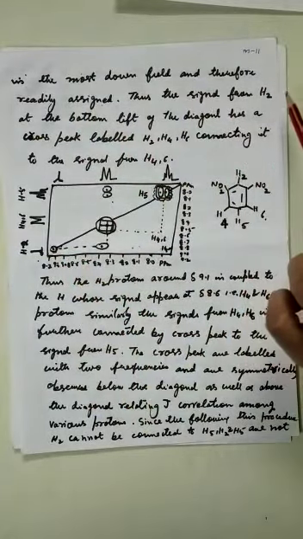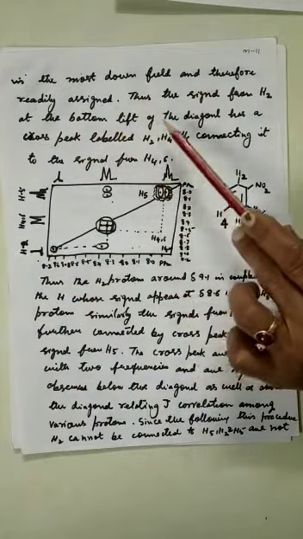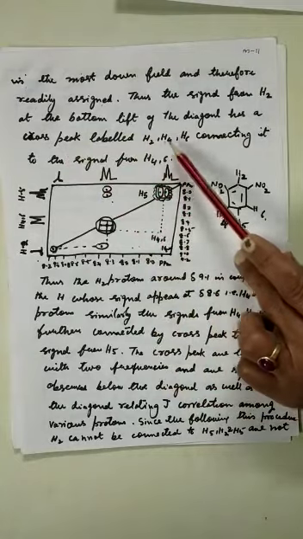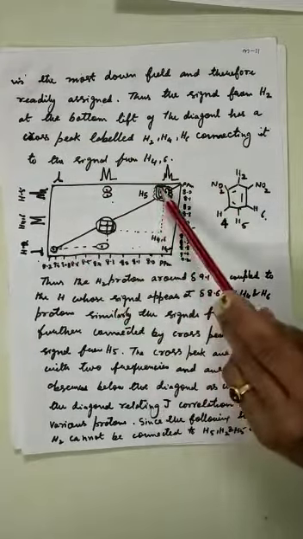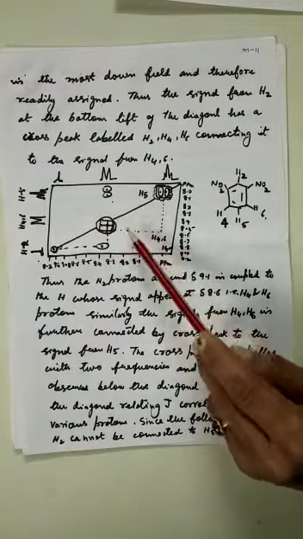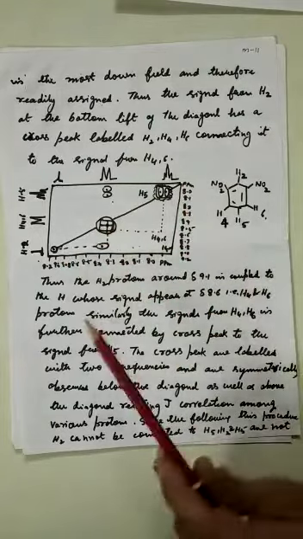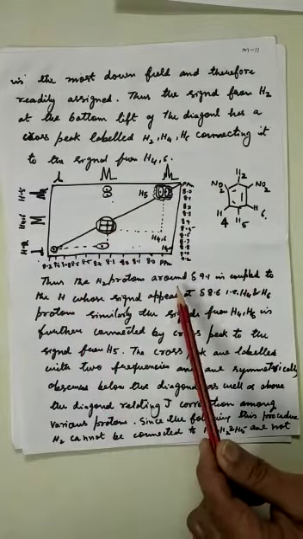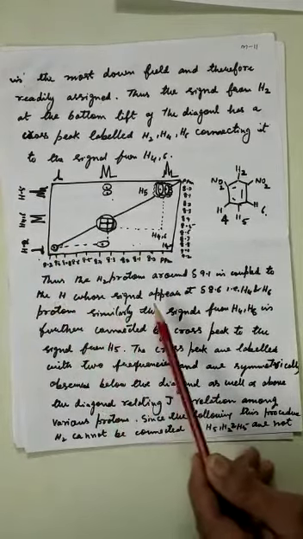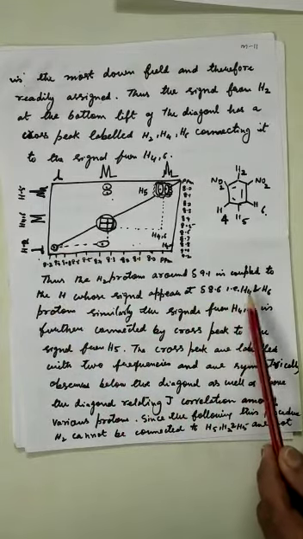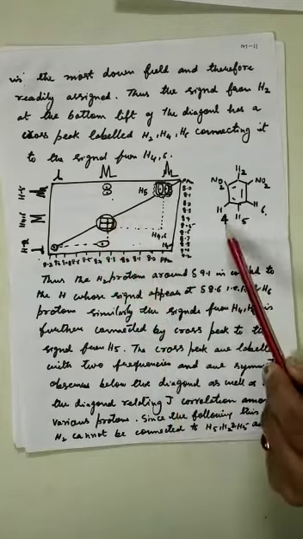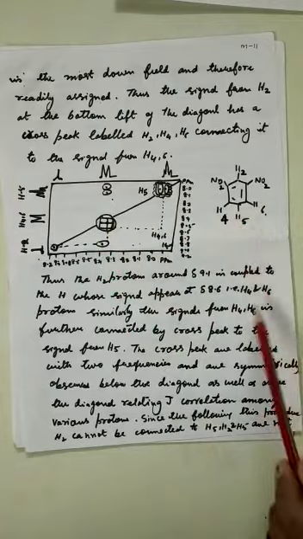Thus, the signal from H2 at the bottom left of the diagonal has cross peaks labeled H2, H4 and H6. Diagonally, you can see the H4 and H6 signals connecting with a diagonal line. Thus the H2 proton around 9.1 ppm is coupled with the hydrogens whose signals appear at 8.6, that is H4 and H6. So this is for the fourth and sixth protons, both are symmetrical protons.